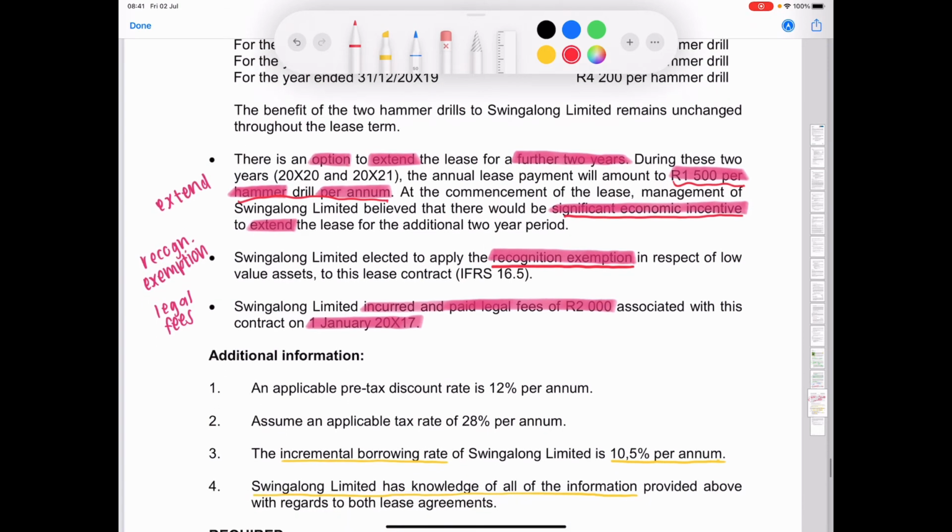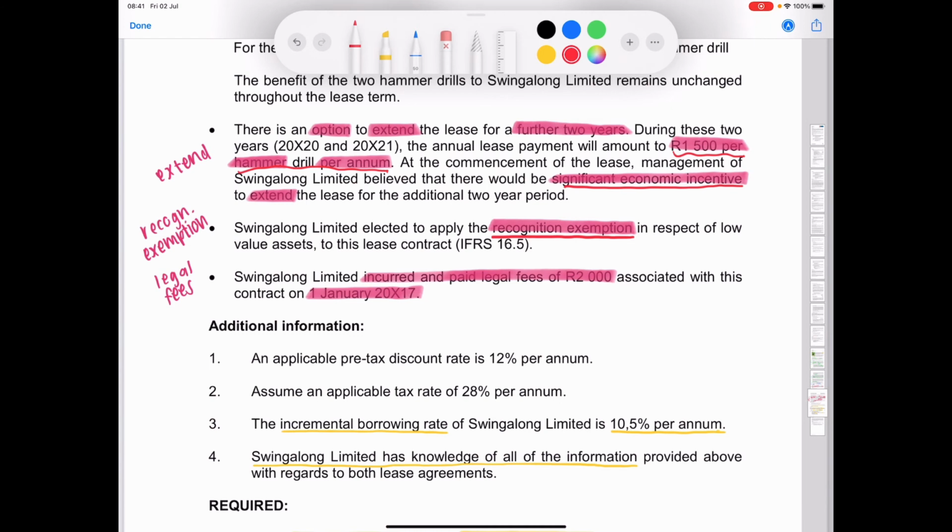Then Swingalong Limited incurred and paid legal fees of 2,000 Rand associated with this contract on 1 January 2017. Very important. This legal cost has been incurred on 1 January 2017, so it's not part of the 2018 financial year that is required of you to do the journals. So you won't do any journal for this legal fees. Okay. So let's go and do the calculations.